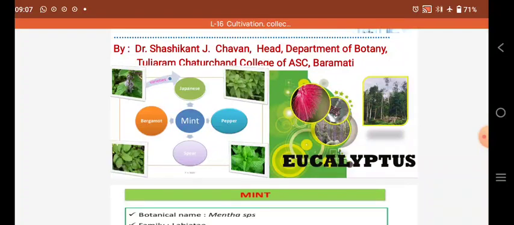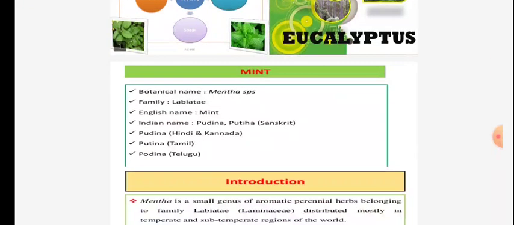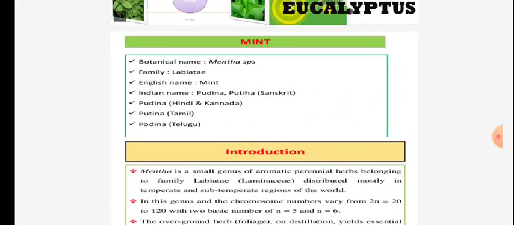these photographs of today's two examples: mint, that is Mentha arvensis, and Eucalyptus globulus, called pudina and nilgiri in Marathi. So we will see the first one. This is Mentha, family Lamiaceae, earlier Labiatae, or the new name Lamiaceae. Indian name Pudina, Putiha in Sanskrit, Pudina in Hindi and Karnataka, Putina in Tamil Nadu, and Pudina in Telugu.